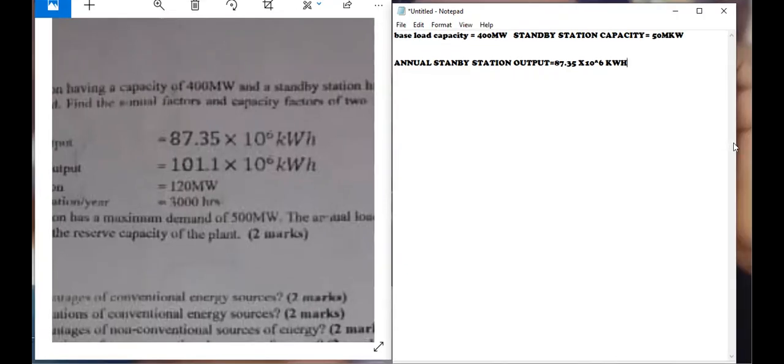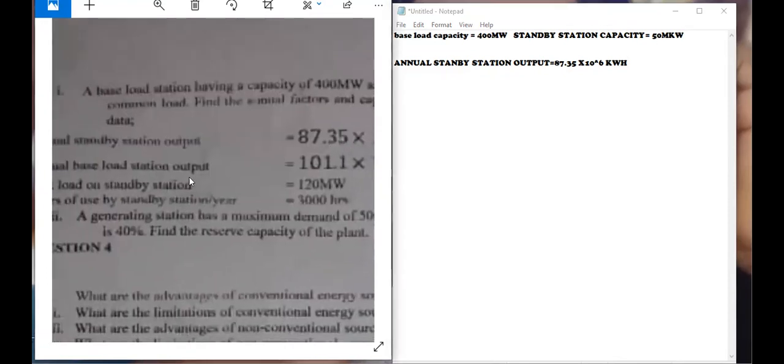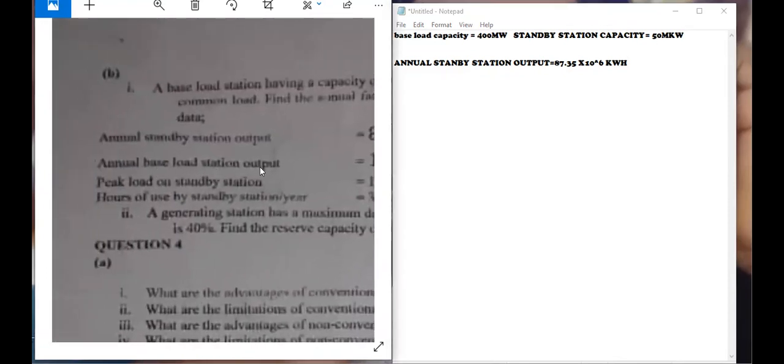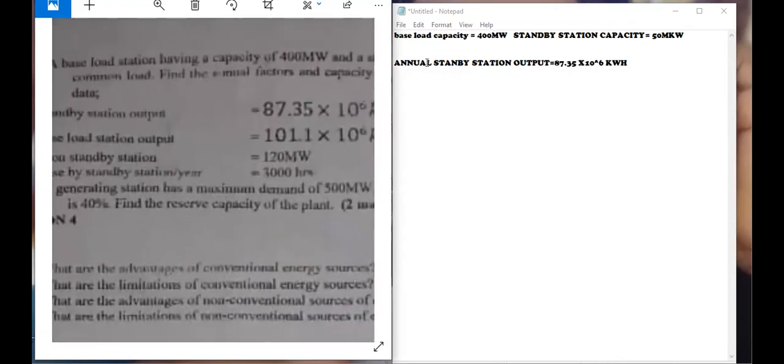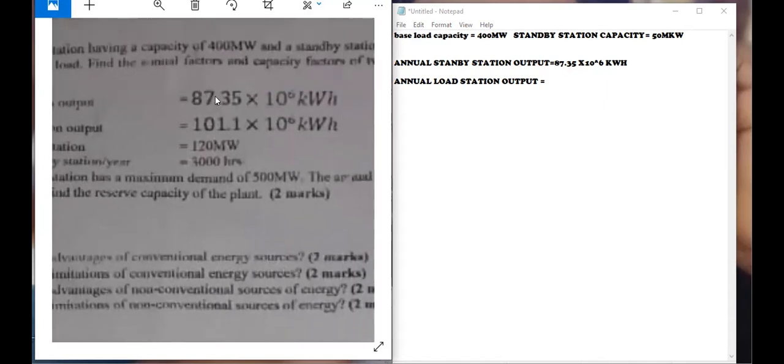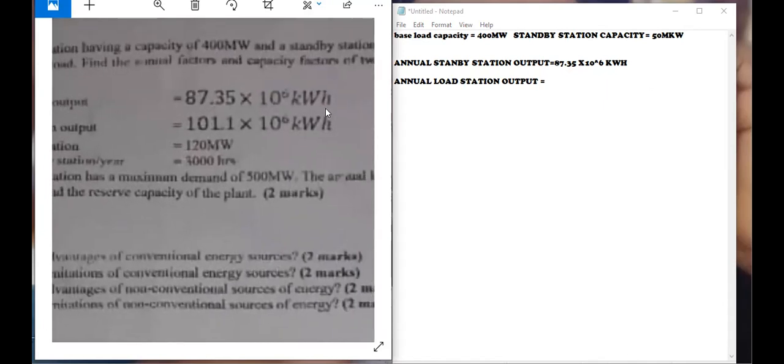So from here, also we can find something. Also, there's something here. They say annual base load station output. This one is for the standby station. Now for the base load station, the annual base load station output is equal to, for me, they give us 101.1 times 10 raised to power 6 kilowatt hour.